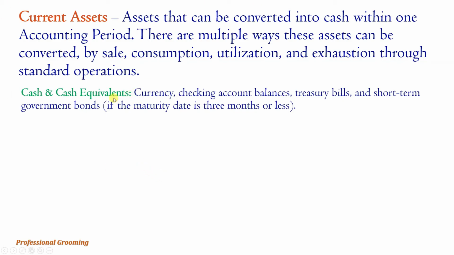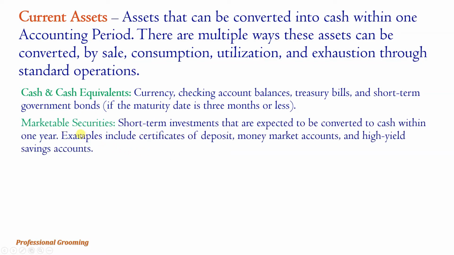Let's discuss the examples. Cash and cash equivalents, like currency, hard cash, checking account balance like bank balances, treasury bills, and short-term government bonds. If the maturity date of these bonds is 3 months or less, they will be considered cash and cash equivalents. The next, marketable securities, short-term investments that are expected to be converted to cash within 1 year. Examples include certificates of deposit, money market accounts, and high yield saving accounts. These are the marketable securities.